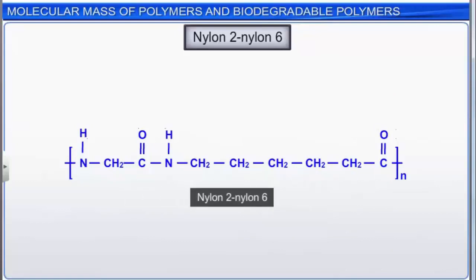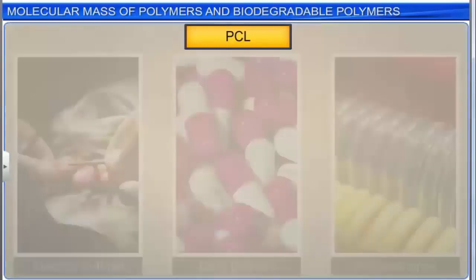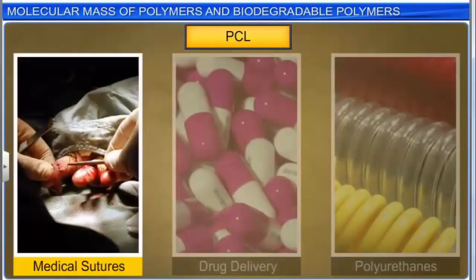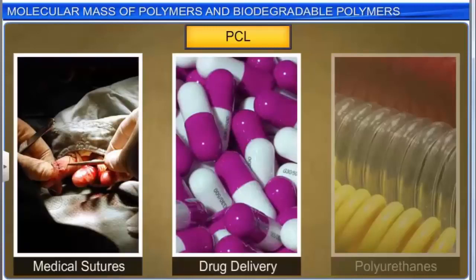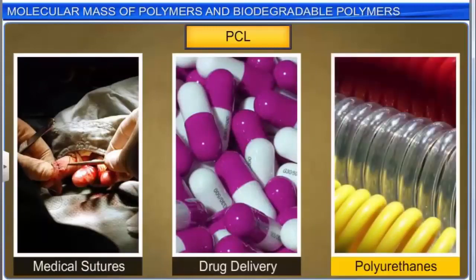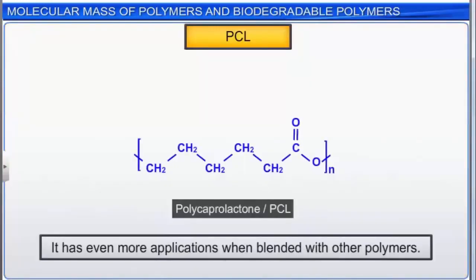Nylon 2 Nylon 6 is a biodegradable polymer. Another biodegradable polymer is polycaprolactone, or PCL. PCL is used for medical sutures, drug delivery, and the manufacture of specialty polyurethanes. It has even more applications when blended with other polymers.